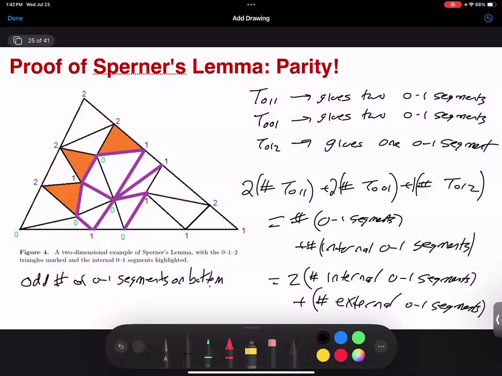And again, think back to the cube. If you look at it the right way, it becomes clear. What's the right way to look at it? I know that the number of 0-1 segments on the bottom is odd. I somehow want to have that coming into my answer. I want to rework these formulas so that the number of 0-1 segments on the bottom comes into play. I now have that. That's now showcased over here. And we know this is odd. What do we know about twice the number of internal segments? Even.